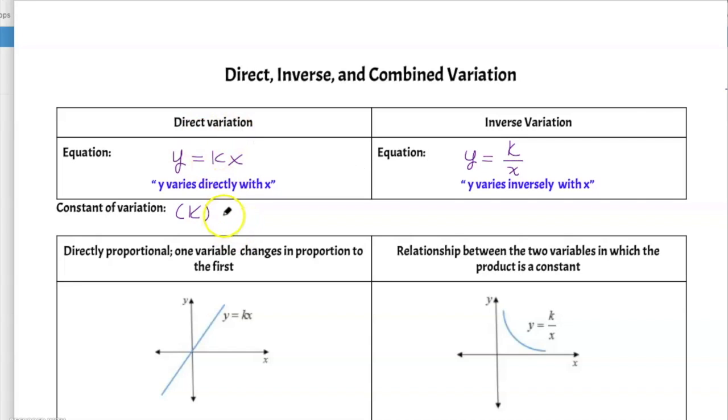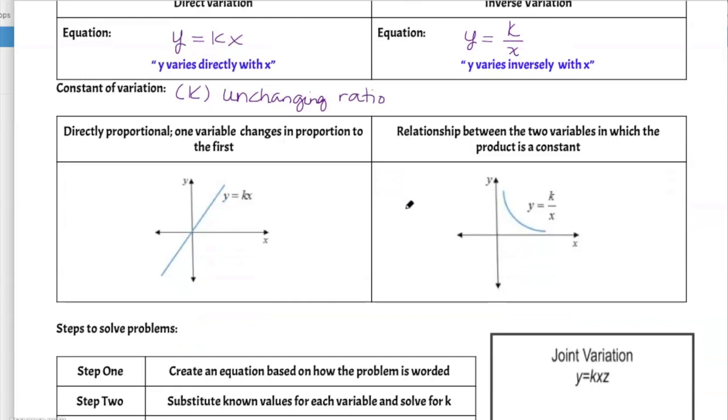So the constant of variation is just a ratio that doesn't change between variables. So it's a given number that we can find based on the relationship that is given to us with the variables. So we think about with direct variation that our graph is going to be linear. However, it's important to notice here that we have a y-intercept of 0. So we can have linear functions that don't have a y-intercept of 0. We would not put those in the category of direct variation.